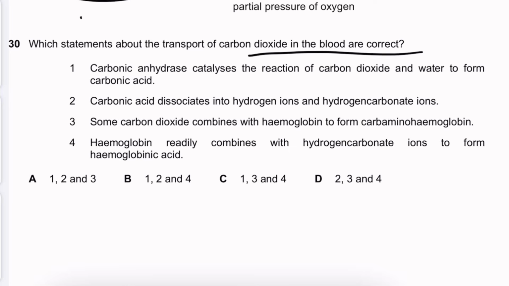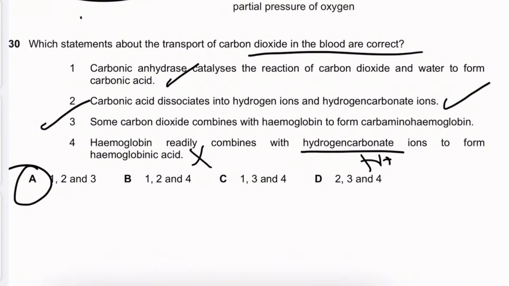Which statements about the transport of carbon dioxide into the blood are correct? Carbonic anhydrase catalyzes the reaction of carbon dioxide and water to form carbonic acid. True. Carbonic acid dissociates into hydrogen ions and hydrogen carbonate ions. Yes, that is also true. Some carbon dioxide combines with hemoglobin to form carbaminohemoglobin. That is also true. Hemoglobin readily combines with hydrogen carbonate ions to form hemoglobinic acid. No. Okay, remember it's hydrogen ions, not hydrogen carbonate. So it's 1, 2, and 3.